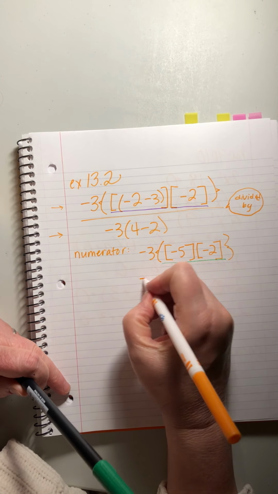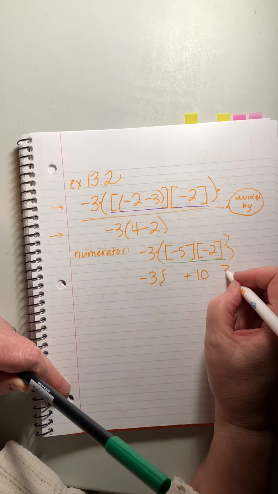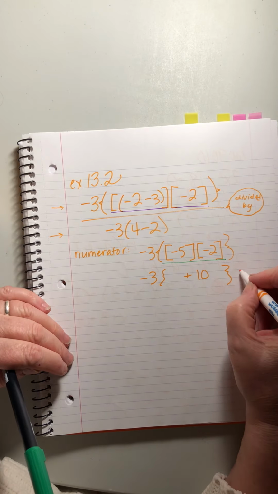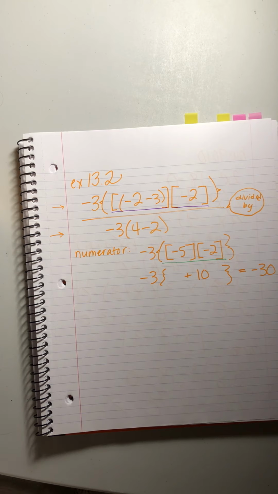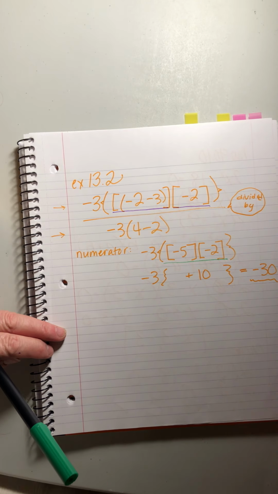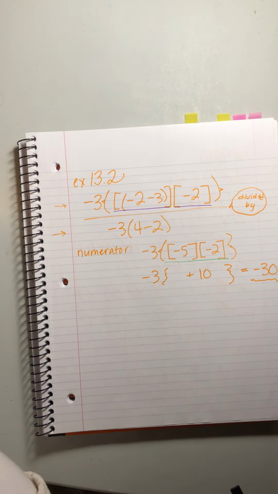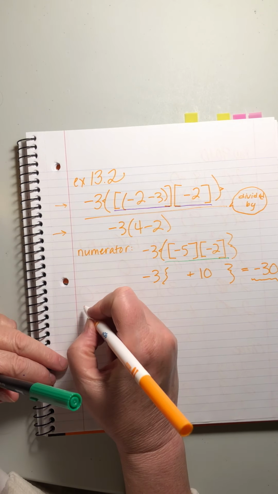So this becomes minus 3, 5 times 2 is 10, minus and a minus make a plus, right? And that means that our final answer here, minus 3 times positive 10, is minus 30, right? Now, that's not the answer to our problem, but that's the answer to our numerator. So I like to squiggle that, which helps me remember that that's a really important number and I don't want to lose track of it, but I don't need it right now. Now we'll do the denominator.